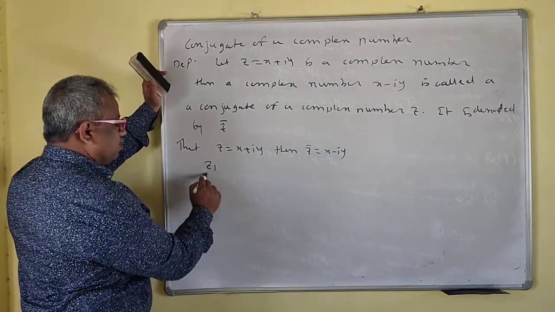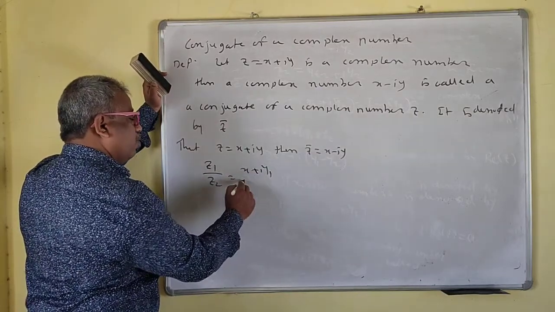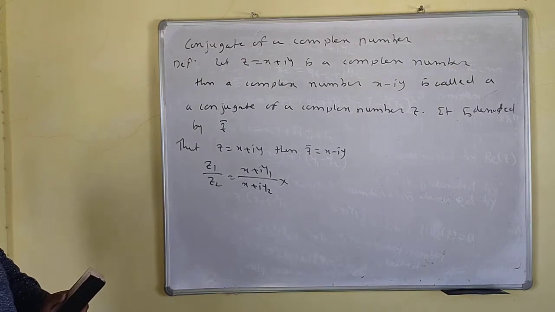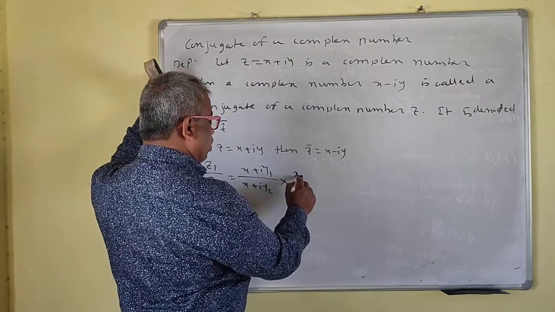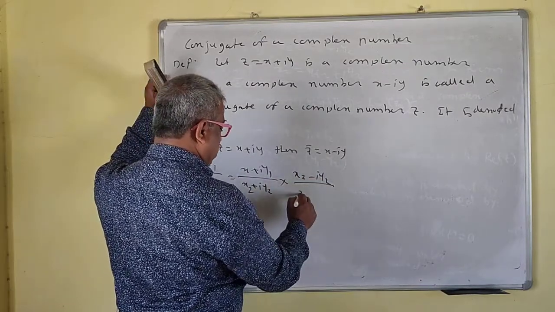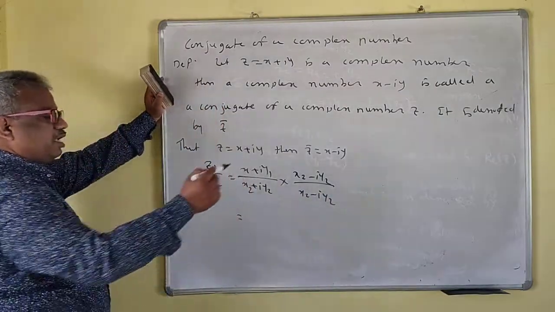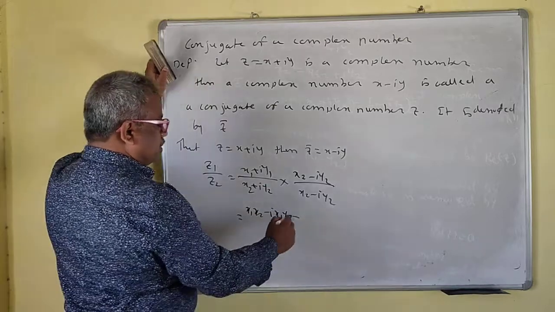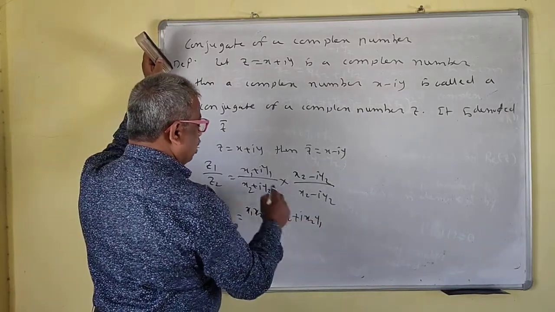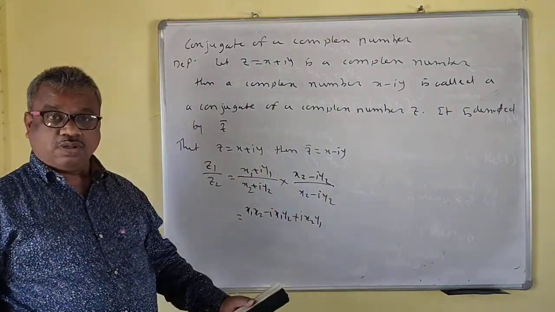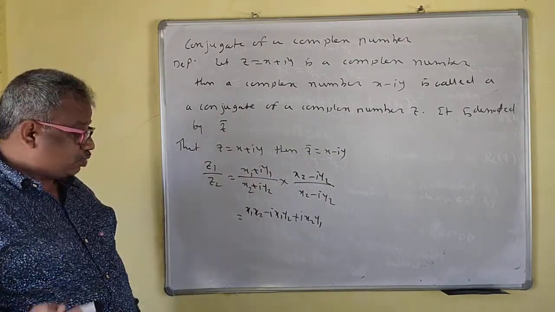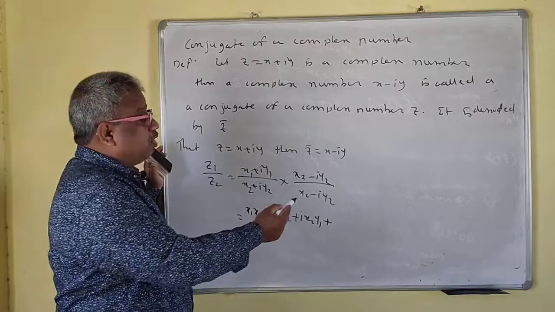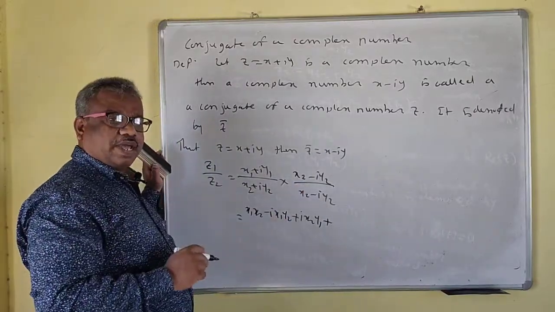Now if you want to take the division, z1 upon z2, then this is x1 plus iy1 upon x2 plus iy2. So what you have to do is divide and multiply by the complex conjugate of the denominator. That means x2 minus iy2 upon x2 minus iy2. Now we will take the product of the numerator: x1 x2 minus i x1 y2 plus i x2 y1, minus i square y1 y2. But i square is minus 1, so minus becomes plus. You have to take care of this sign here. I square is minus 1, but there is already a minus sign, so minus becomes plus.